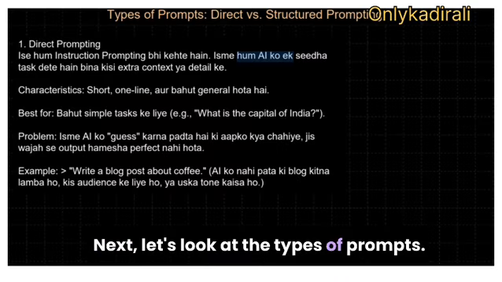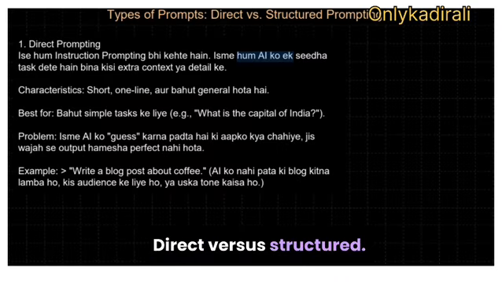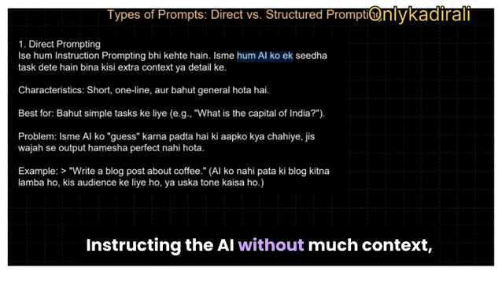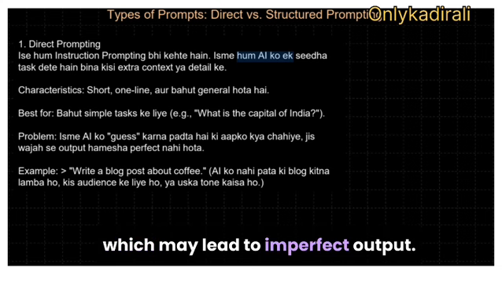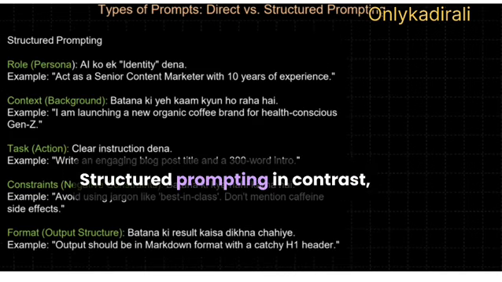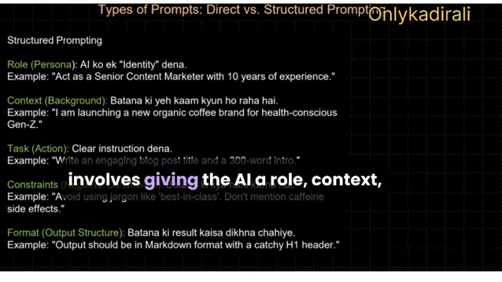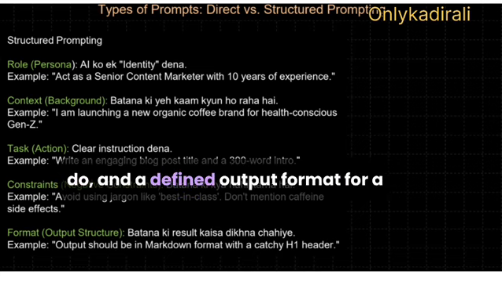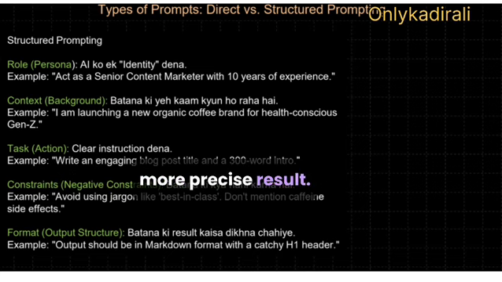Next, let's look at the types of prompts, direct versus structured. Direct prompting is short and general, instructing the AI without much context, which may lead to imperfect output. Structured prompting, in contrast, involves giving the AI a role, context, specific task, constraints on what not to do, and a defined output format for a more precise result.